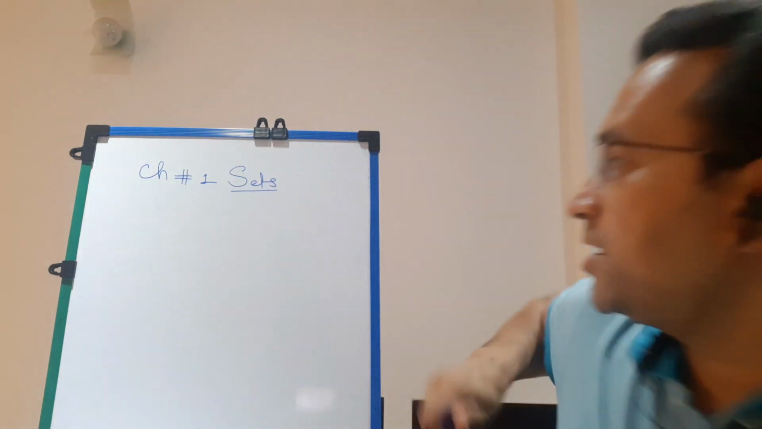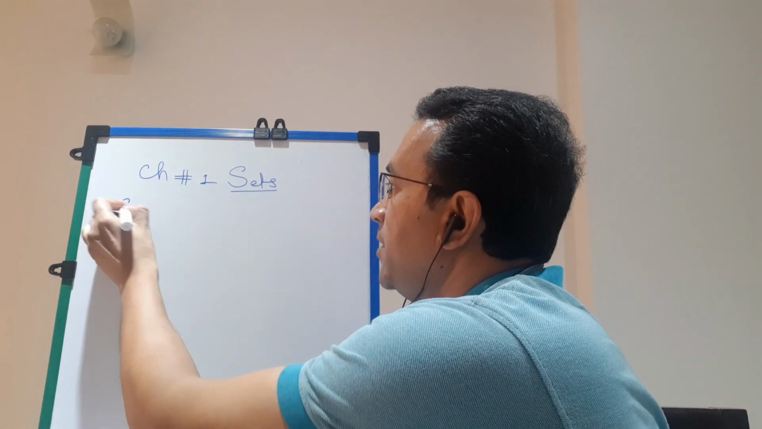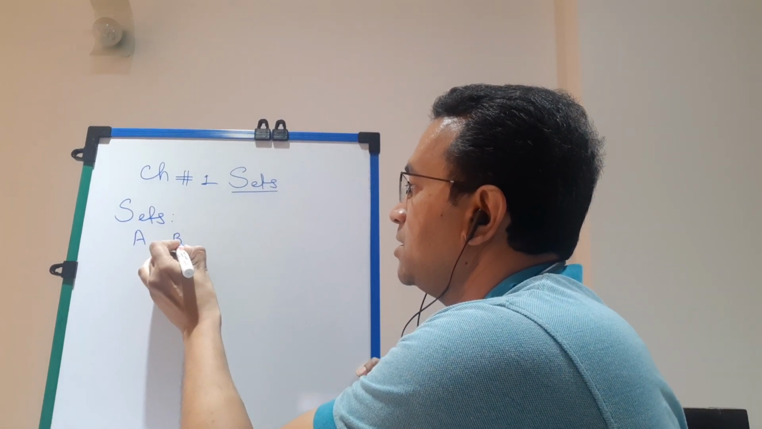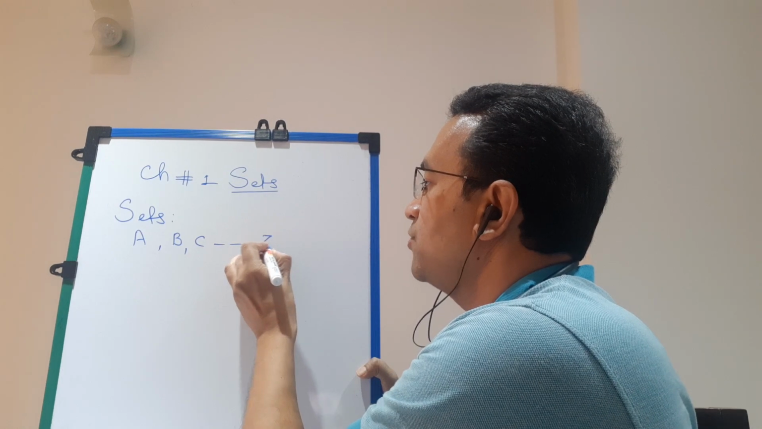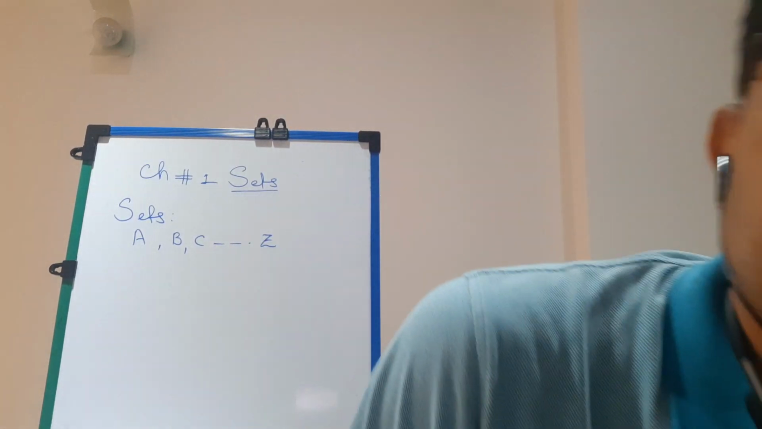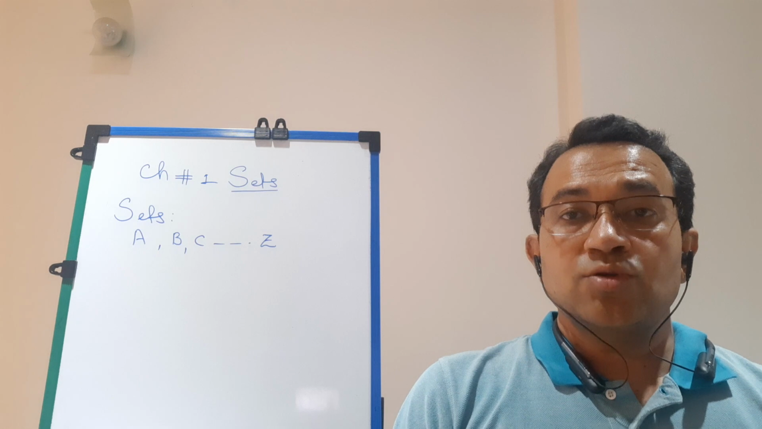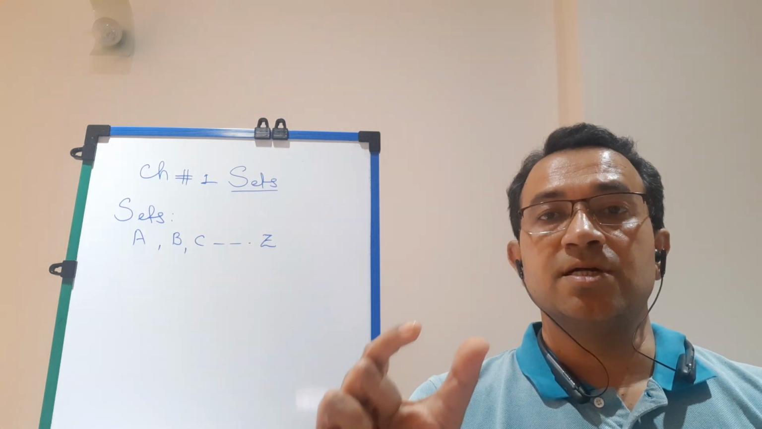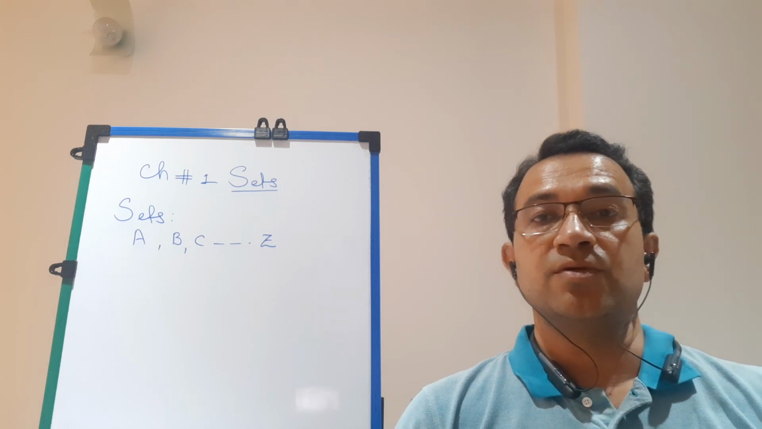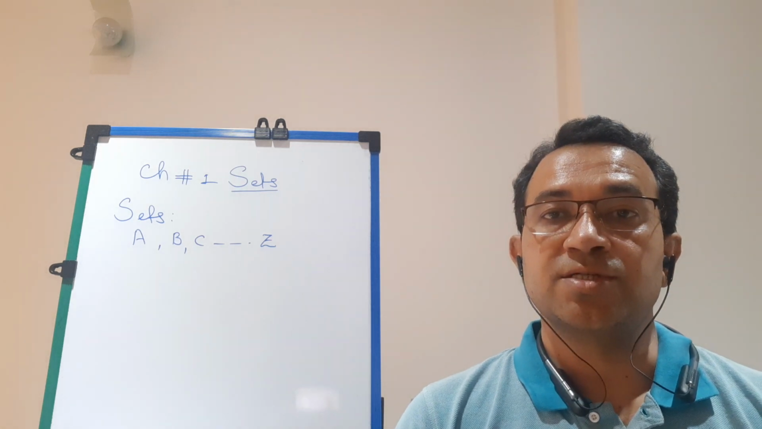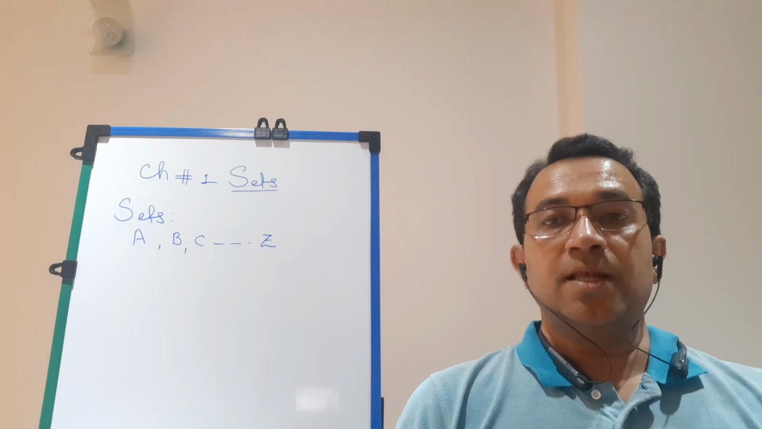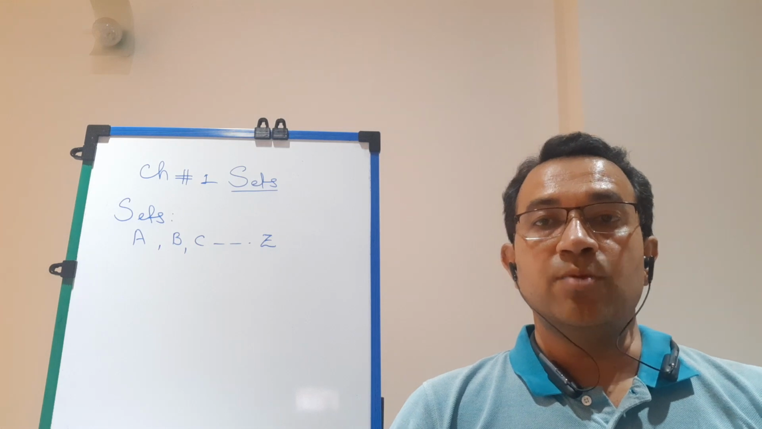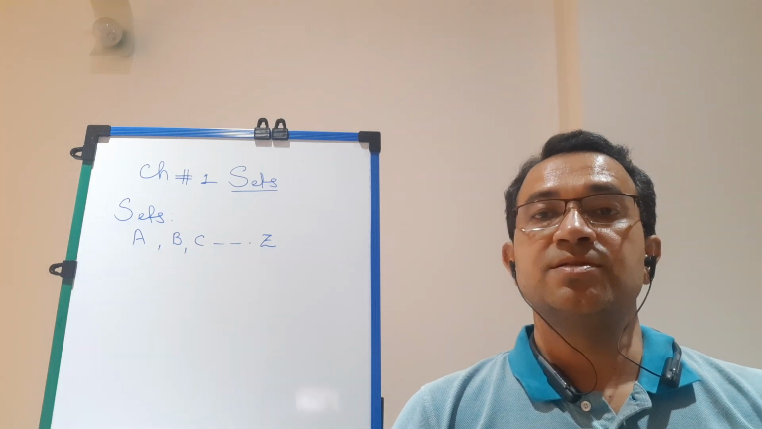Now students, sets are denoted by capital alphabets, say A, B, C up to X, Y, Z. Now, having discussed the definition of set, let us discuss the sets of standard numbers which you have been using since your standard 6.